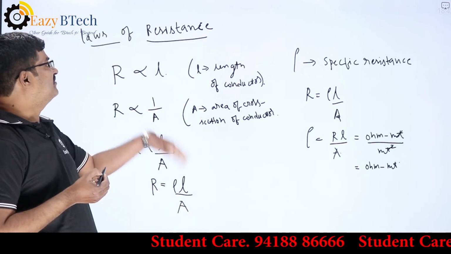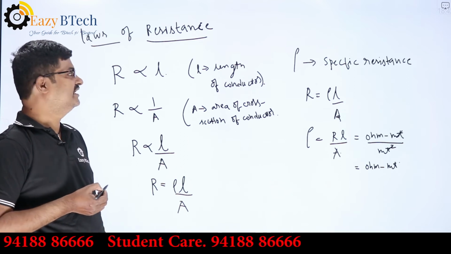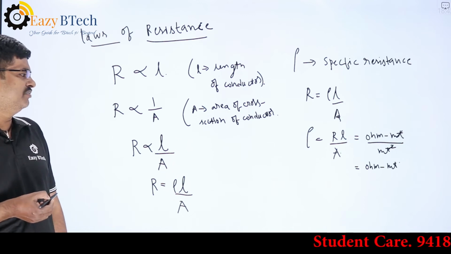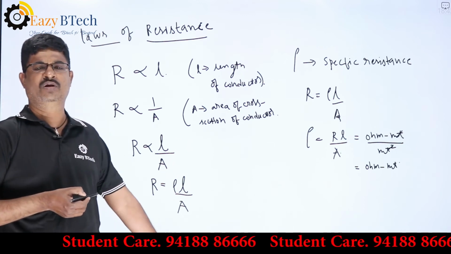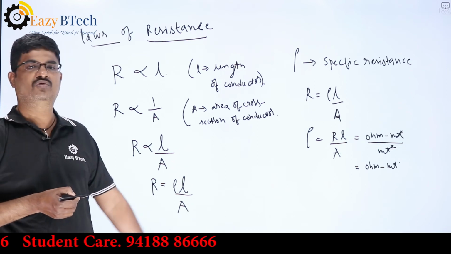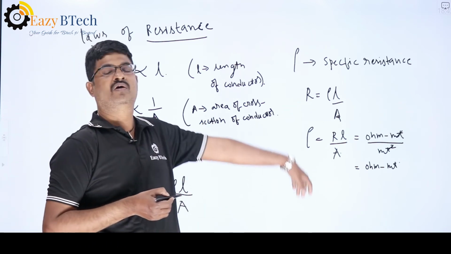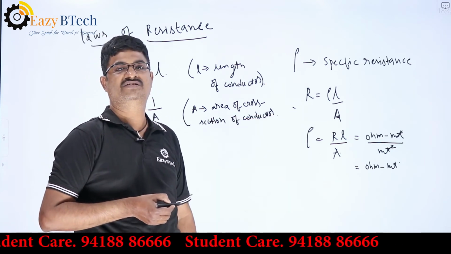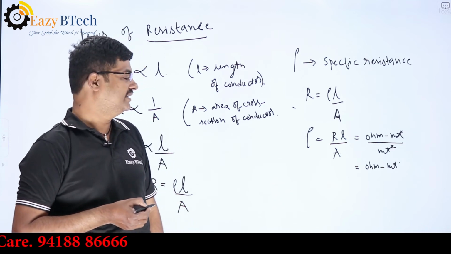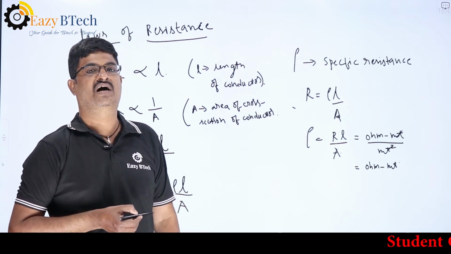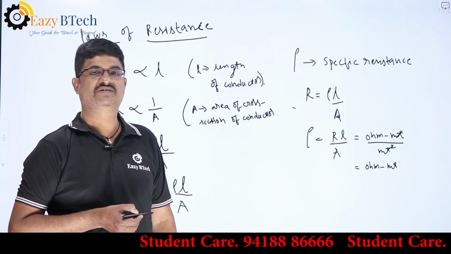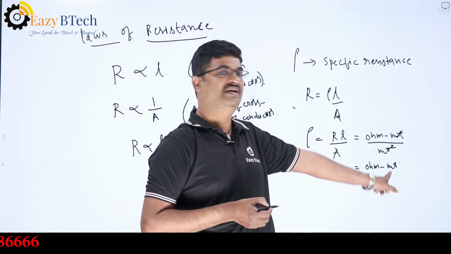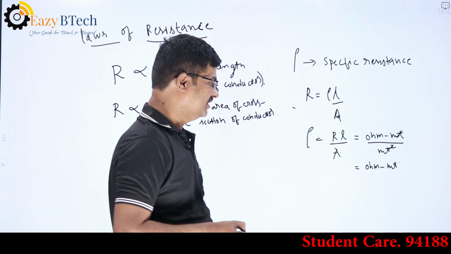So resistance is directly proportional to the length of the conductor, and inversely proportional to the area of cross section. Combining both, R is proportional to L by A. To remove the proportionality constant, R is equal to rho L by A. From this equation, rho is said to be the specific resistance. Rho is equal to R into A by L. The unit of resistance is ohm, the unit of length is meter, the unit of area of cross section is meter square. Cancelling meter and meter, I got ohm meter as the unit.